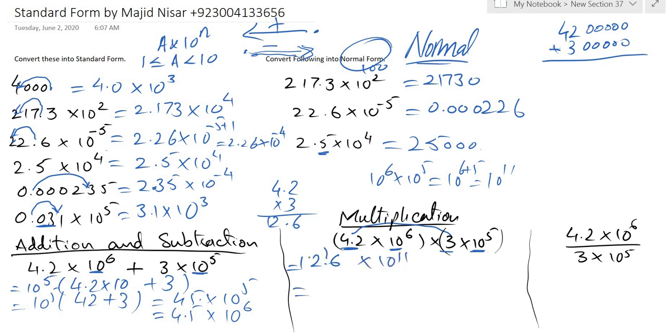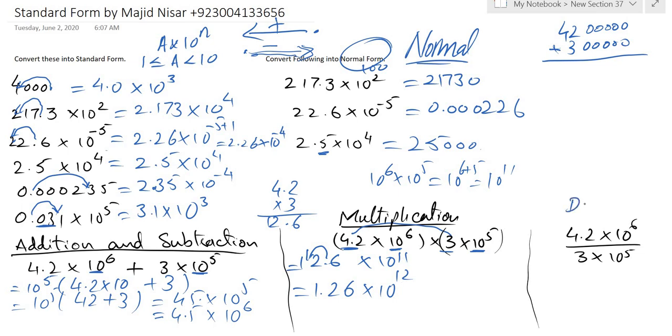Now if we have to give our answer in standard form, the point is moving one digit left after the first non-zero digit, so it will be 1.26 into 10 raised to power 12. Because the point is moving one digit left, we have to add 1 in it.